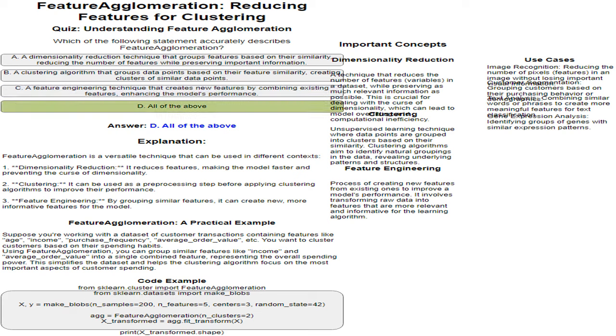D. All of the above. True. All the preceding statements accurately describe feature agglomeration. It serves as a dimensionality reduction technique, a preprocessing step for clustering, and a feature engineering method, making it a versatile tool in machine learning. Feature agglomeration is a versatile technique that can be used in different contexts.